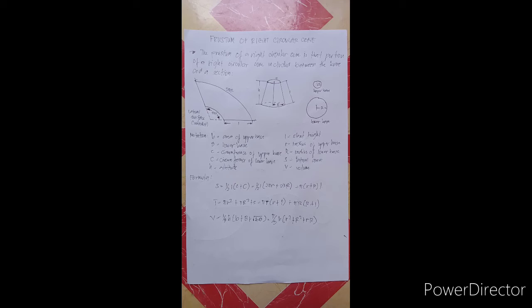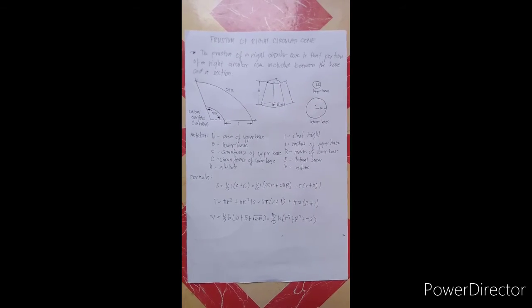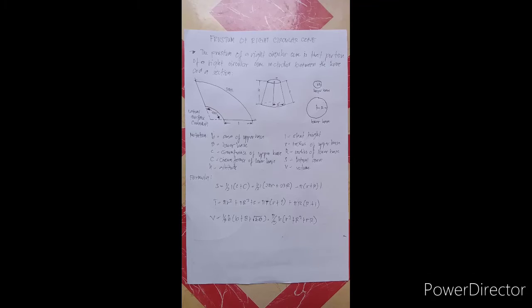So the total area of the frustum of a right circular cone is equal to the sum of the areas of the bases and the lateral area. So that is the formula. This is T equals pi r squared plus pi capital R squared plus S, or equals pi r times r plus L plus pi R times R plus L.